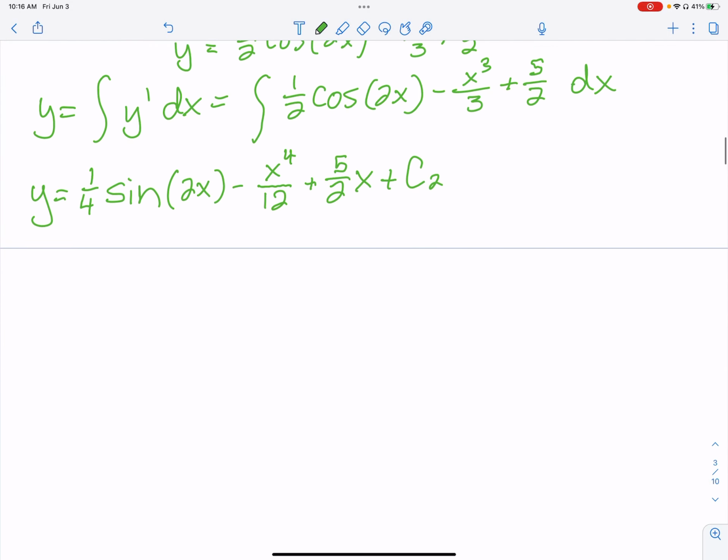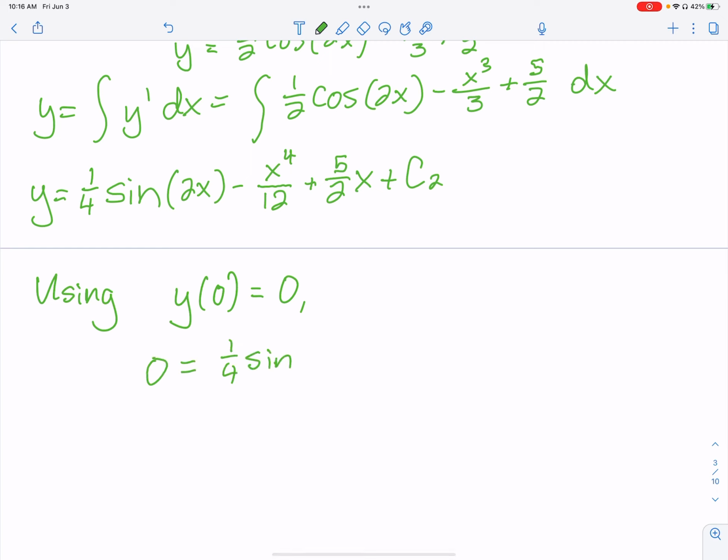All right, so I'm still working. Now, we have our initial condition. It was y of 0 equals 0. Now I'm using the one that's just y, not y prime, because we have y now. Plugging all this in, I got 0 for y equals 1/4 sine of 2 times 0, minus 0 to the fourth over 12, plus 5 over 2 times 0, plus c2. All right, sine of 0, if you remember, is 0, so c2 is equal to 0.